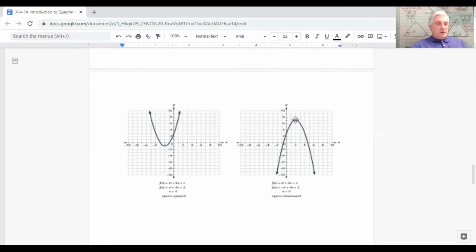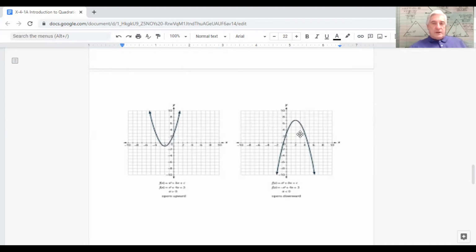No, not a minimum. We have a maximum here. It only goes up to that high. This is the minimum. This is the maximum. This one only goes so low. This one only goes so high. And one of the things you're going to do today is find the maximum and the minimum.